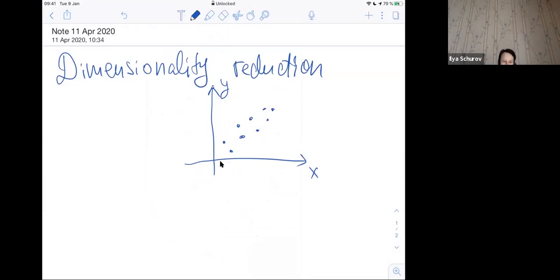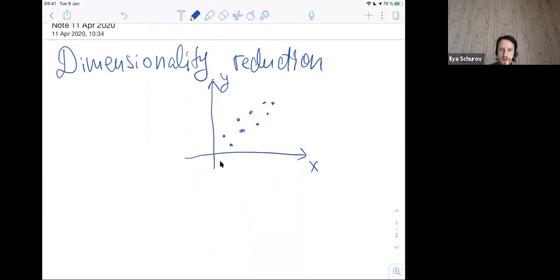Okay. So if we have just two variables, everything is rather good. We can analyze this data. But sometimes we have data with a lot of variables. For example, it is possible to consider some objects like texts that are very high dimensional by their nature.